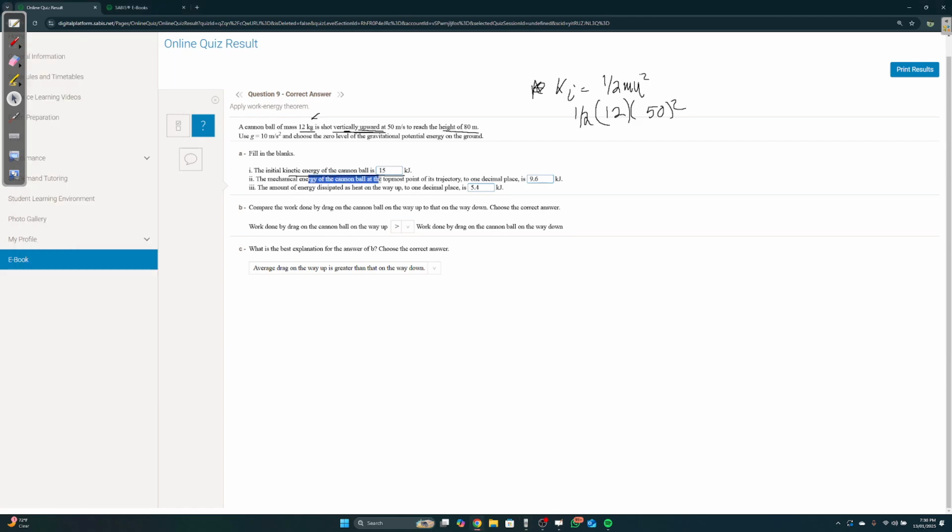The mechanical energy of the cannonball at the topmost point of its trajectory to one decimal place is what? Remember, where they said neglect air resistance somewhere. No.